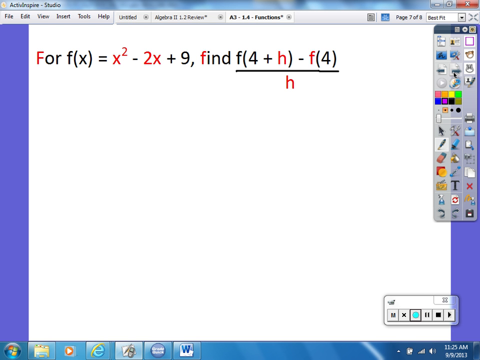Out of those three things, we can't do anything with the h on the denominator, right? So we're stuck with it. What thing can you do though? I can't cancel it out. What item can you find? Go ahead, what were you going to say? You're correct, I cannot do that. But I can find f of 4 plus h. Go ahead and plug in 4 plus h into that equation.